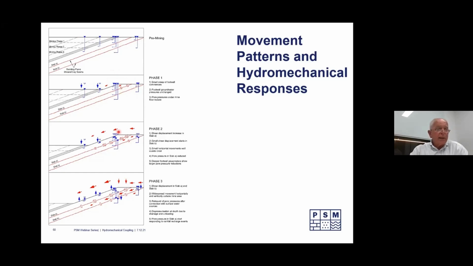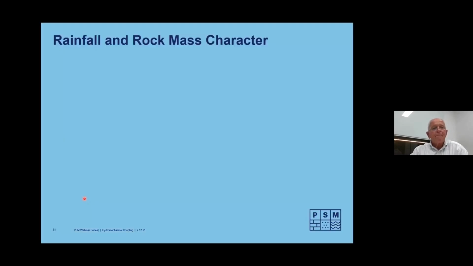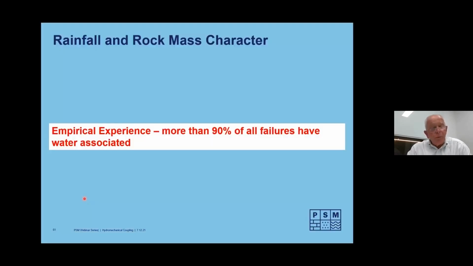We take out the next layer, layer 2, and we've got much greater movements happening at the surface and at depth. And we're getting reductions in pore pressure because we're getting aperture. It's starting to drain. As we go further to the final phase, number 3, we're actually getting the opposite. We've now opened the rock mass enough that the water level is now going back up to the surface. And that's when failure occurs. So remember this one always, 90% of all failures have water associated with them.